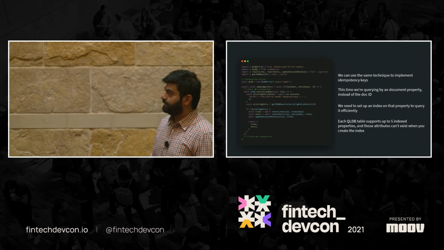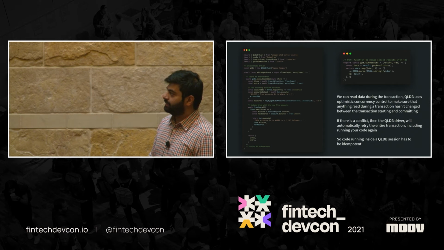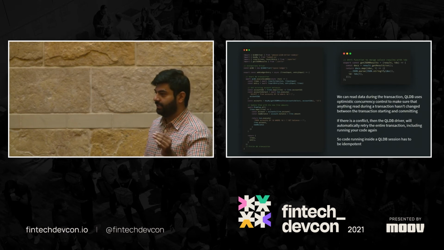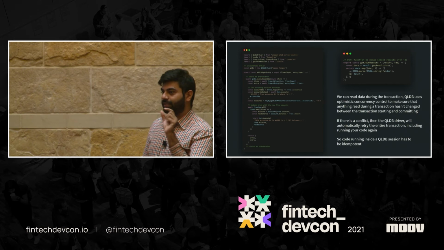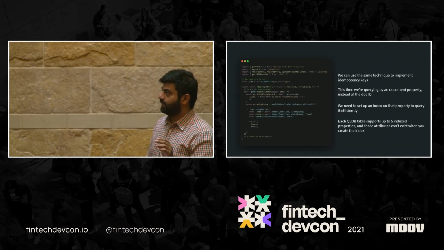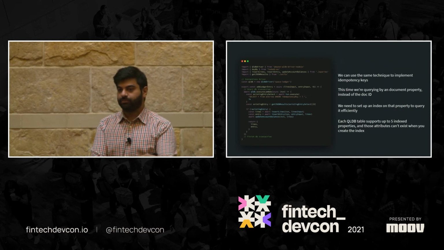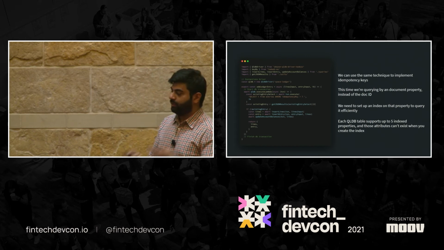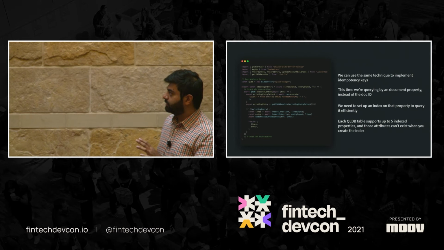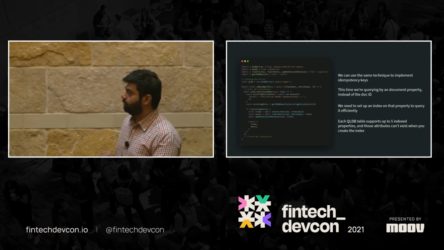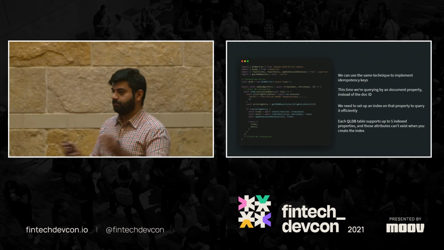And the difference between this select, where we're selecting by an idempotency key, and this select is that here we're going by document ID. So now we know the specific document that we want to go and get. Whereas this is using an index, because it's on a document attribute, not the document ID, which is indexed implicitly. And so this is one of the constraints of QLDB, that it only supports 5 index properties per table.